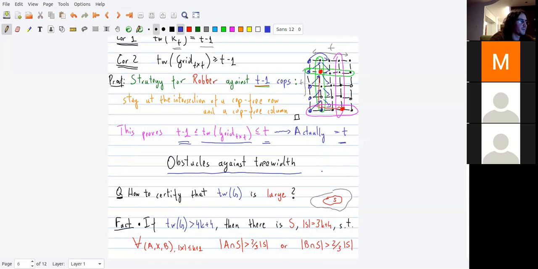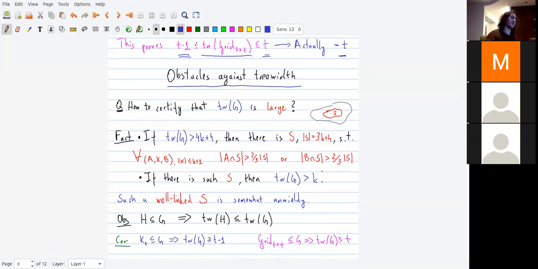Okay, let's move further. This brings us to the question: how do you actually witness, certify that the treewidth of a graph is large? One thing is to try to devise a strategy for the robber. It's not a really well-behaved combinatorial object. You can actually define it, but we will not delve into this.